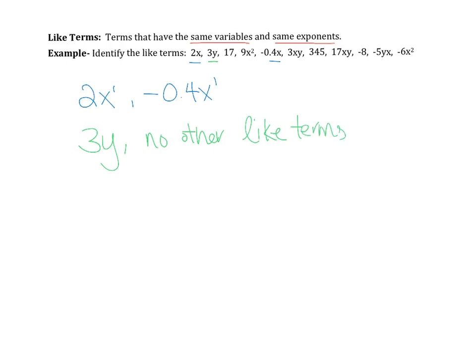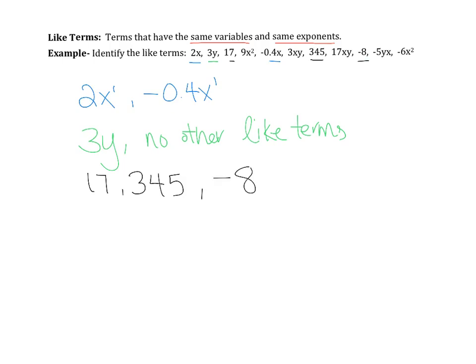Okay, let's do another set. How about the 17? Those are just numbers. Those are constant terms. Are there any other ones that are like that with basically no variables, with no exponents? There's also the 345. Okay, there's also the negative 8.